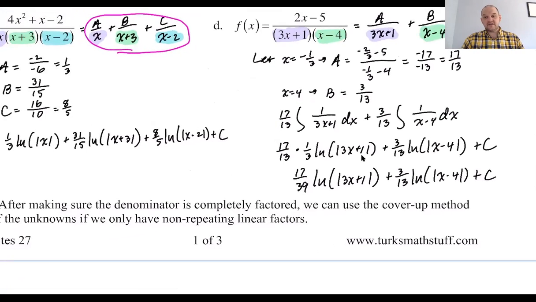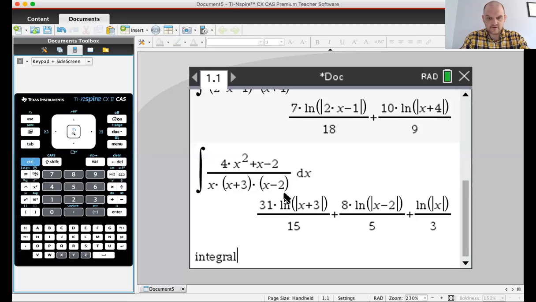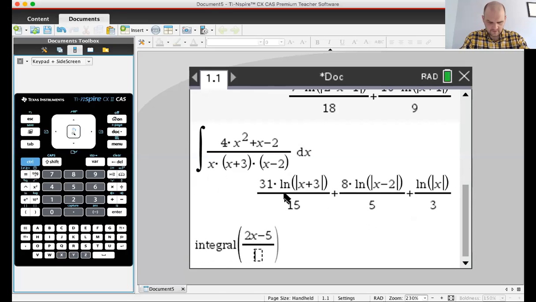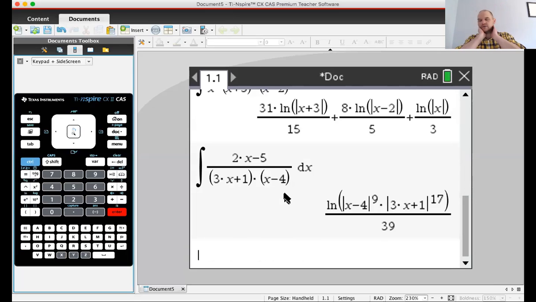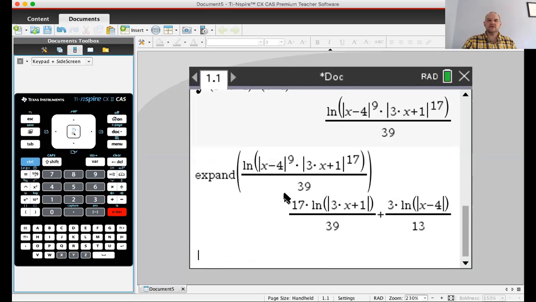All right, should we check it and see and hope that we're right? Actually, I guess we should check it and not hope we're right. We should check it and know that we're either right or wrong. Integral 2x minus 5 over 3x plus 1 and x minus 4. And then our variable is x. All right, so the exponents become coefficients, and then multiplication inside becomes addition between. Can I expand this? I don't think I can. Oh, yes. Geez, in years, I've never thought to try to do that.